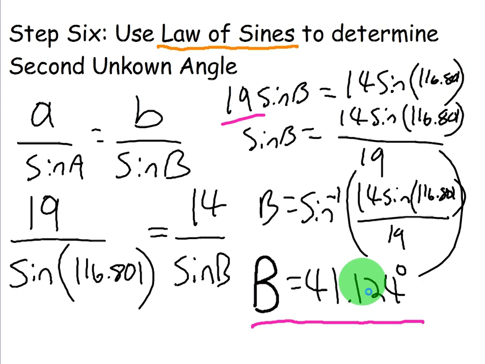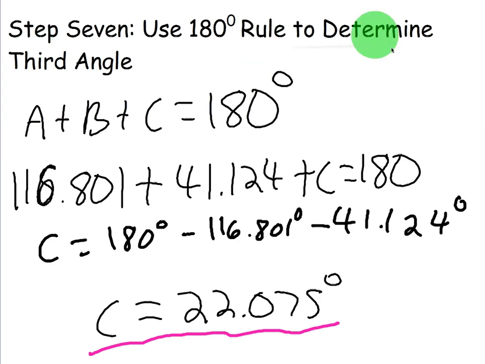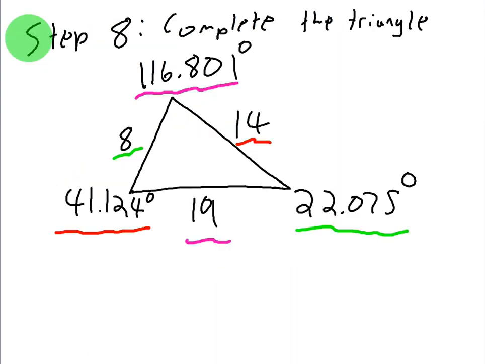Now to solve for big C, I just have to do 180 minus the two angles that I just solved for. And that will give us the third angle. Step 7, use the 180 rule to determine the third angle. So it's just going to be 180 minus the other two angles I figured out, 22.075. And there's my final answer. I used the law of cosines to solve for all three of these angles, given that I had these three sides. And I used the law of sines as well. So I used the law of cosines and the law of sines together to solve for this triangle.